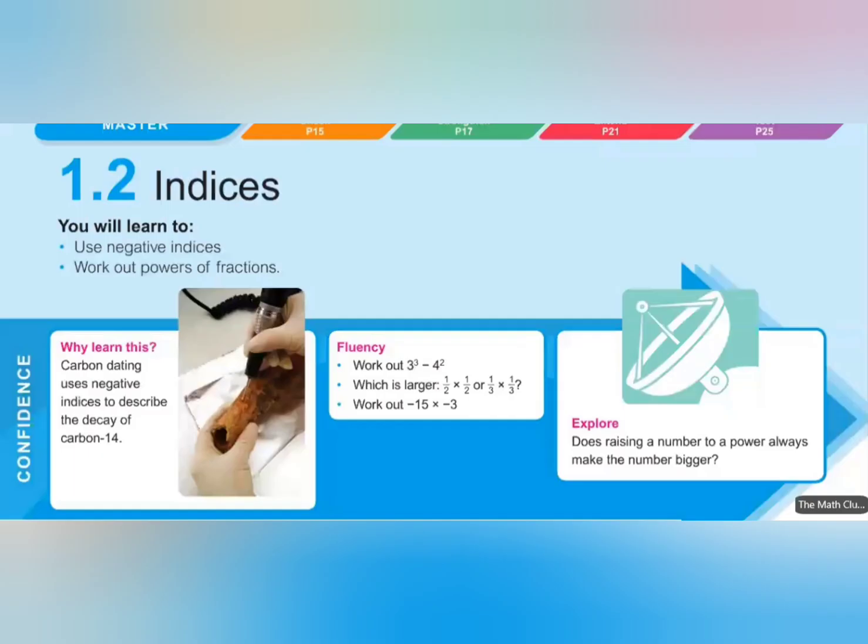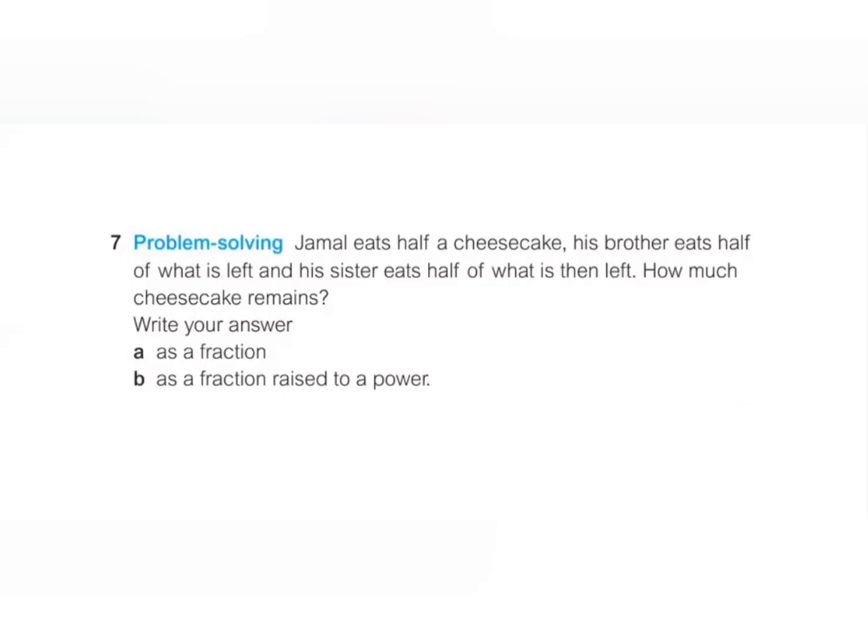In this video, we're going to talk about 1.2 Indices. Question 7. Problem solving. Jamal eats half a cheesecake. His brother eats half of what is left, and his sister eats half of what is then left. How much cheesecake remains? Now, we need to write the answer as a fraction and as a fraction raised to a power.